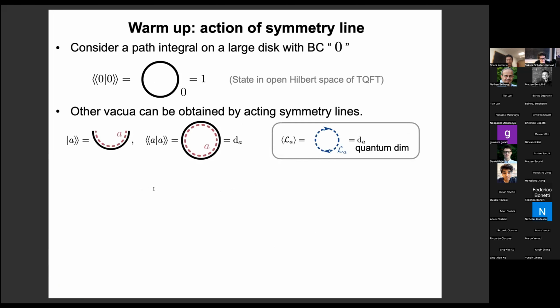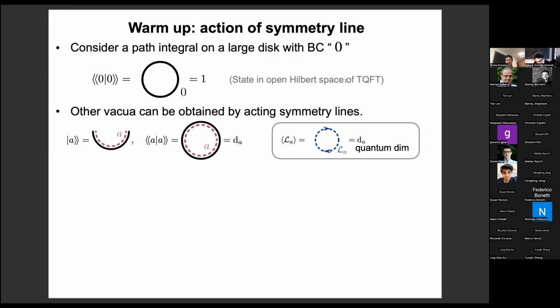So with this, let me start with some warm-up about understanding how the symmetry line acts on the vacua. Let's first consider the path integral of this QFT, this RG flow, on a large Euclidean disk with a boundary condition that the fields approach the vacuum 0 at infinity. You can think of it as computing the norm of the state whose fields asymptote to 0 on both left and right infinity by cutting this circle here. And I'm going to normalize this state or path integral so that this becomes 1.